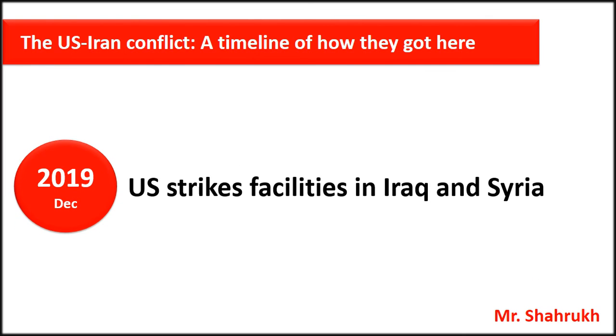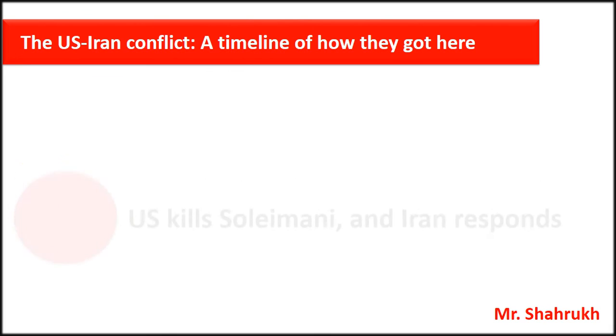In December of 2019, US strikes facilities in Iraq and Syria. US forces conduct airstrikes on facilities in Iraq and Syria, which the Pentagon claims are linked to pro-Iranian militias responsible for attacking US service personnel in Iraq. At least 25 people are killed. An Iran-backed militia says days later hundreds of pro-Iranian demonstrators attempt to storm the US embassy in Baghdad, scaling the walls and forcing the gates open in protest of the US airstrikes.